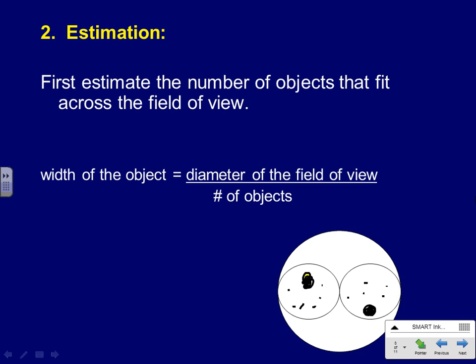But if these were cells, you could say, oh, look at that, 2 cells perfectly fit across. So then all we have to do is a simple division. Whatever you calculated the diameter of the field of view to be, divided by the number of objects, and you've got an estimation of how big one of those objects is. So in this case, if under our last calculation it was maybe 1,200 micrometers divided by 2, they're about 600 micrometers each.